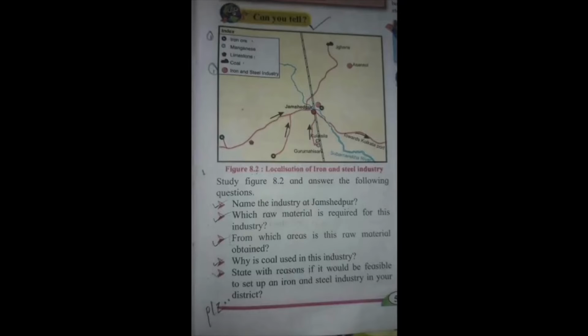See the first question, children. Name the industry at Jamshedpur. Look at the map. You can see which industries are located at Jamshedpur. Iron and steel industries. Yes. Second question. Which raw material is required for this industry? The raw material required for this industry is iron, manganese, limestone, coal, etc. So you can see there are deposits nearby, and that is why the factory is placed there.